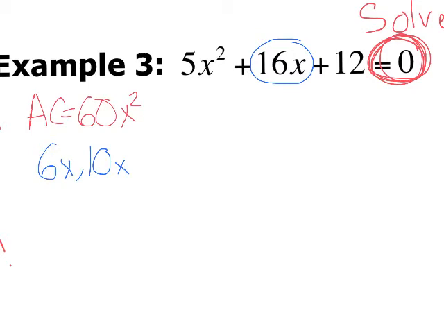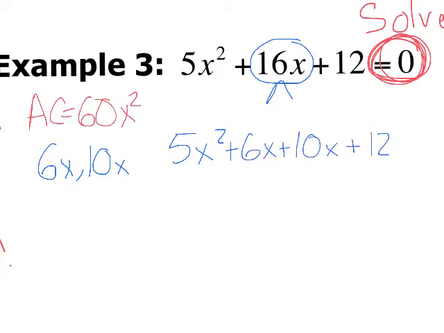All right, so once I find that pair of factors, all I'm doing is breaking this middle term apart. So 5x squared stays the same. 16x becomes plus 6x plus 10x. And my plus 12 stays the same. Don't forget to bring down your equal 0 so you remember to solve at the end. Now that I have 4 terms, what do I do?